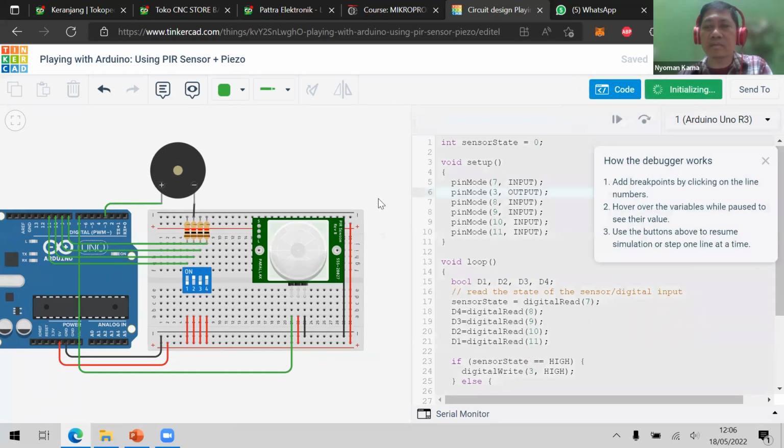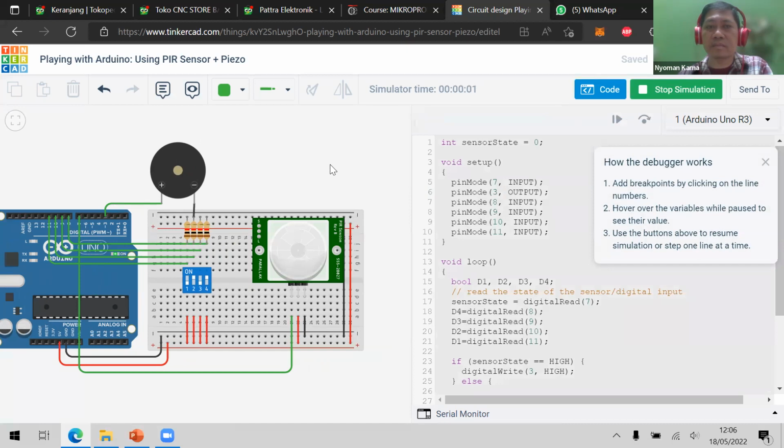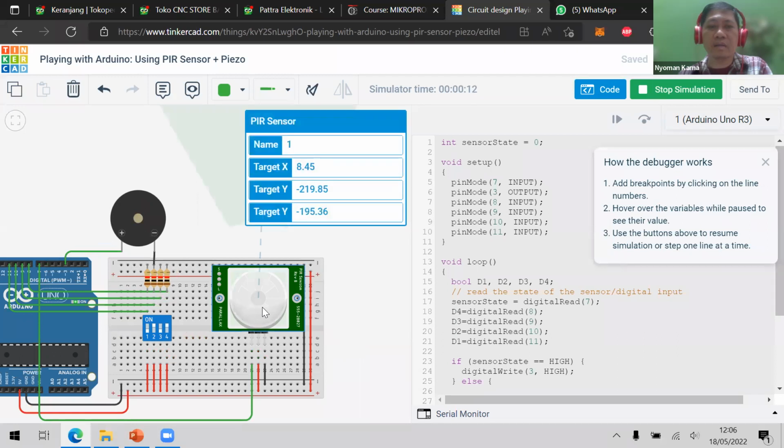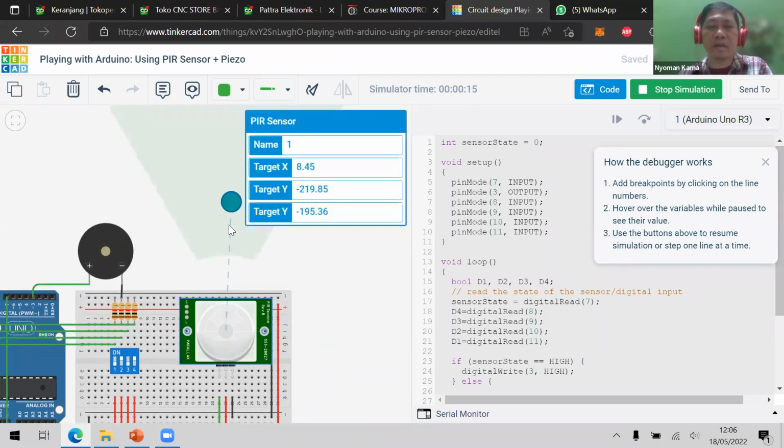Let's try it out. But in here, we don't have the serial monitor. Okay, there is an object in here. Is it moving? No. Yes, it's moving. But it will turn the speaker on. Moving again, on, etc. Okay.